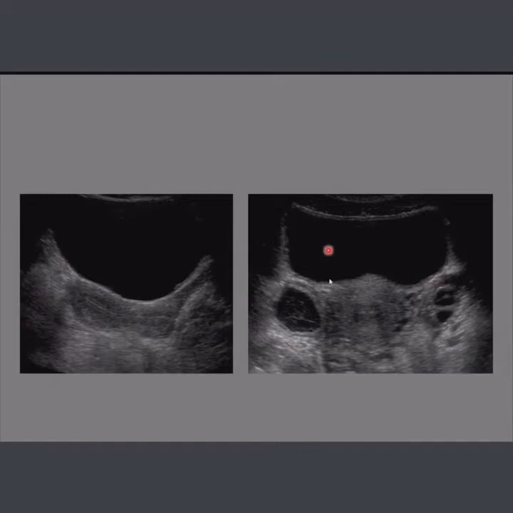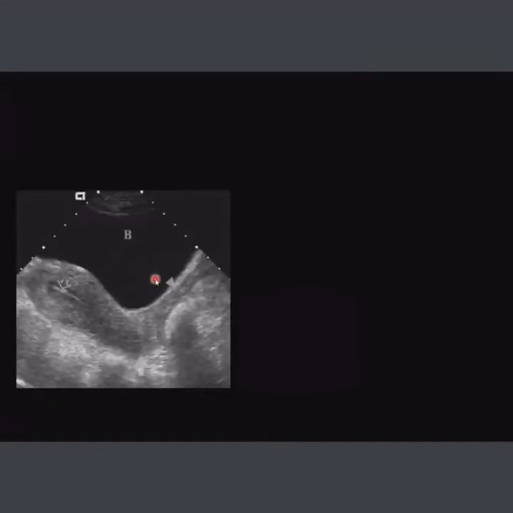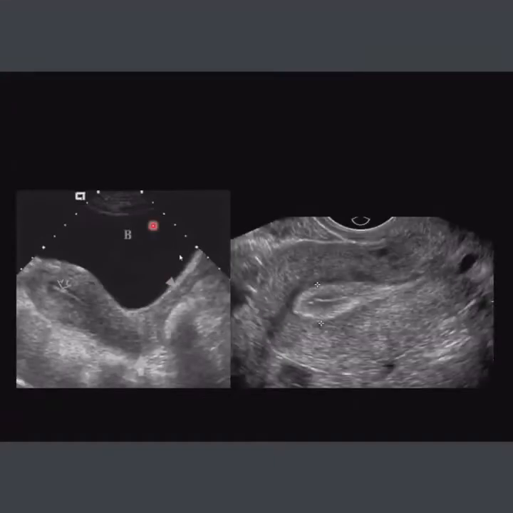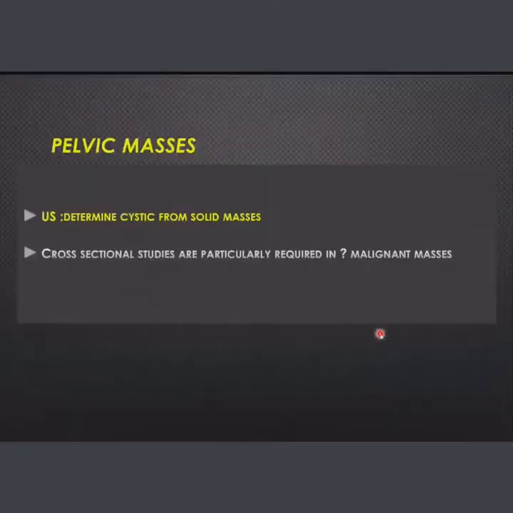So this is the sagittal image of a normal uterus, and this is an image of the normal ovaries seen in transabdominal ultrasound, utilizing a full bladder as a medium for the ultrasound wave. Compare this with the transvaginal ultrasound image. Notice that transvaginal ultrasound gives us more details and a more accurate assessment of the endometrium and other pathologies in the pelvis.